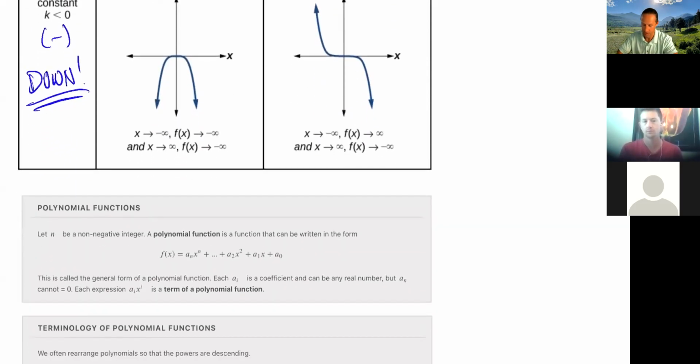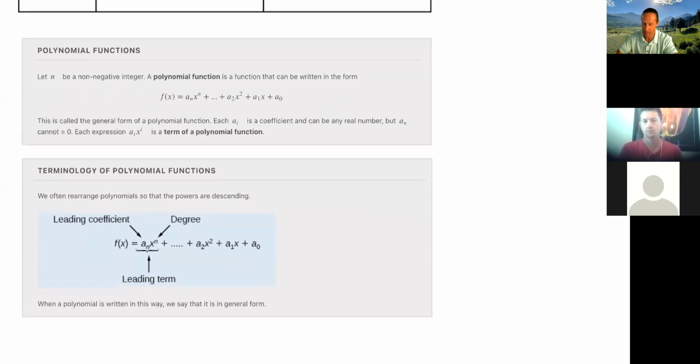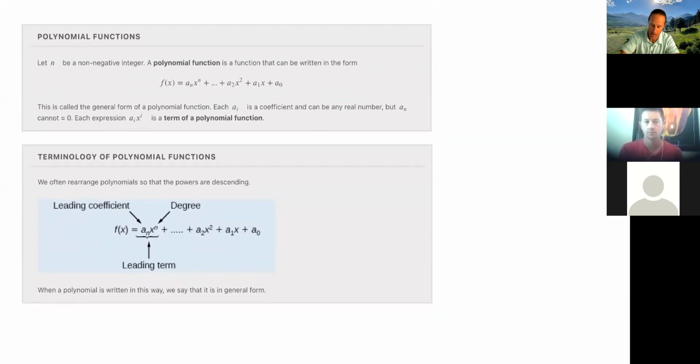Okay? So speaking about all this stuff in the middle, that takes us to the last thing for today, and that's polynomial functions. And polynomial meaning many terms or many names. Okay, that's what poly means.